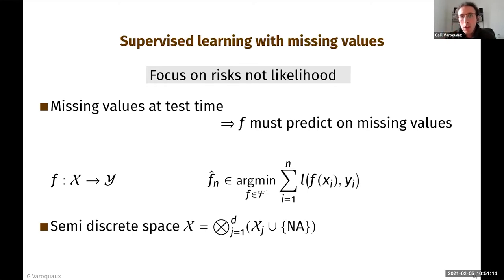We do have missing values at test time, so we need a function that must predict on missing values. And we have a challenge, which is that if we just want to take our textbook statistical learning theory recipes or procedures and apply them, we're going to minimize, for instance, the empirical risk. And the challenge is that the function that we need to create is a function in a semi-discrete space. Sorry for the typos in the notation, this doesn't really make sense. This semi-discrete space is going to pose problems simply because it's harder to optimize on, and we're going to easily fall into combinatorial optimization problems. That's one of the set of problems that we fall into.